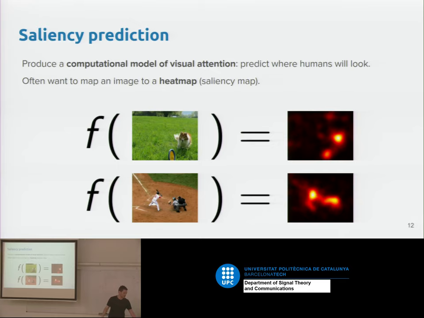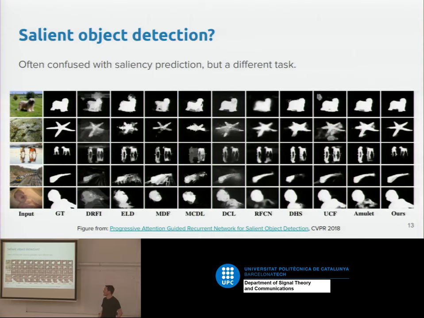Just to point out, there's another task that's related but different called salient object detection, and you'll hear both of them called saliency detection and things like that in the literature if you start getting interested in this area. And it turns out these are different tasks. What people mean by salient object detection is finding the single object in the image that is most salient, right? So in this example, the idea would be to predict a binary mask, which is one inside the salient object and zero outside, and has a crisp border.